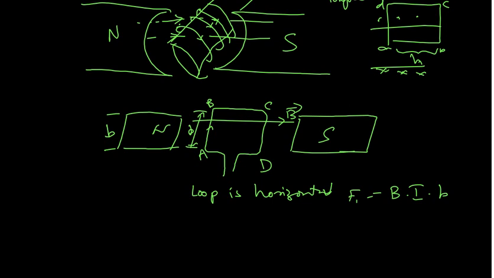Similarly, the field exerts a force F2 on the arm CD. So you have both on AB and CD, and F2 also will be the same. The net force on the loop is 0, because the current is going in the opposite direction in AB and CD. But then there is a torque on the loop due to the pair of forces F1 and F2. They are opposite, but they are opposite and coupled.